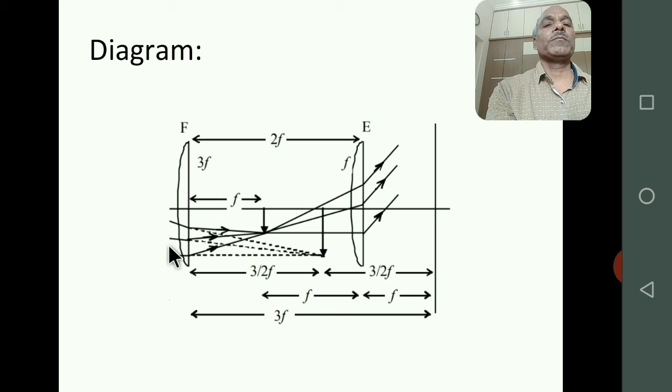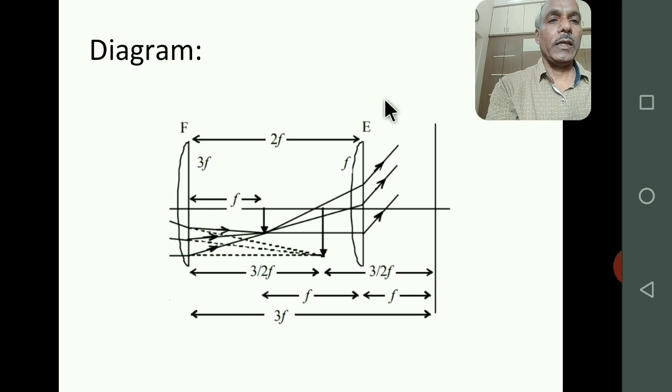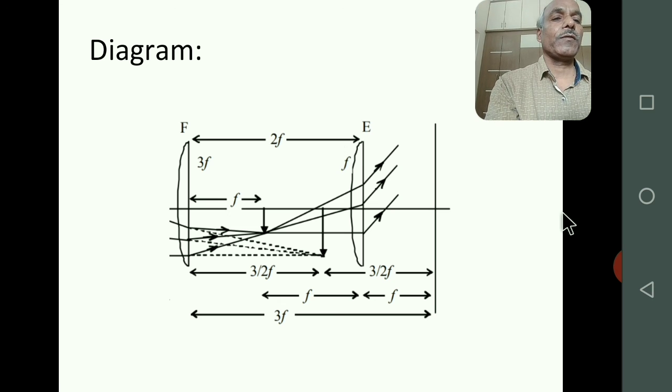This is the ray diagram of Huygens eyepiece. In this diagram, F represents the field lens, E represents the eye lens. The focal length of the field lens is 3f, the focal length of the eye lens is f, and these two are separated by a distance 2f.